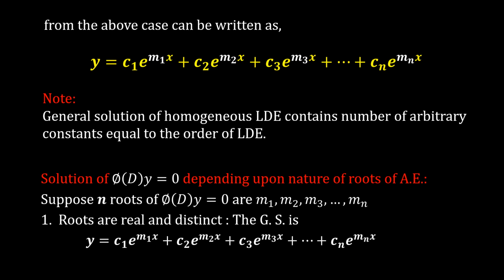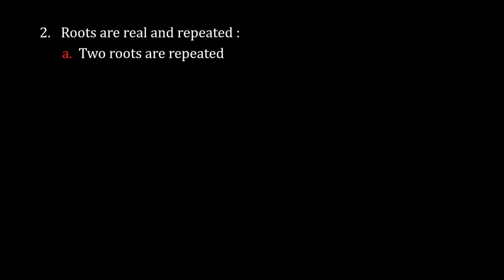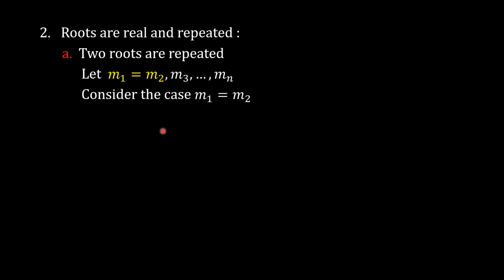Now we will go to the next case. Roots are real and repeated. Consider two roots are repeated. First case, let m1 equal m2 and the remaining n minus 2 roots are real and distinct. So consider the differential equation with two roots repeated: (D minus m1)(D minus m1) y equal to 0. We call this as 1.